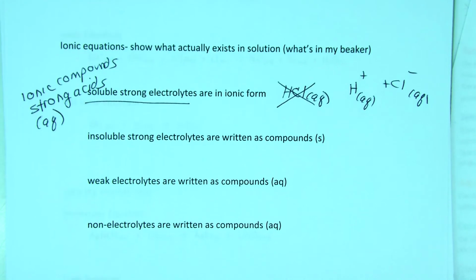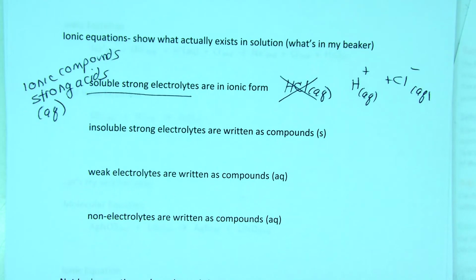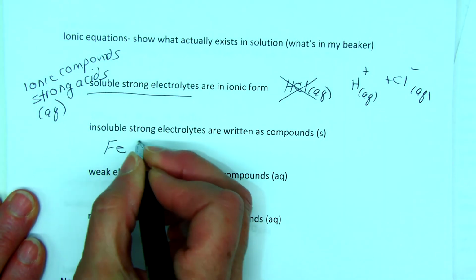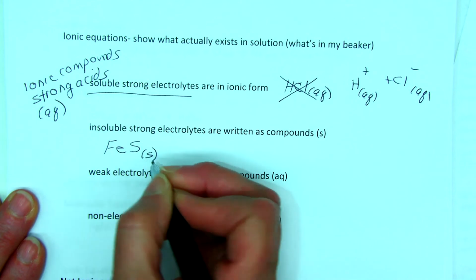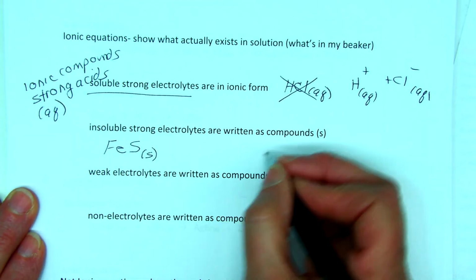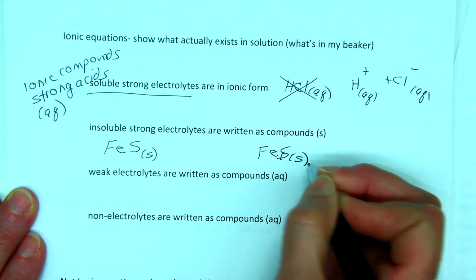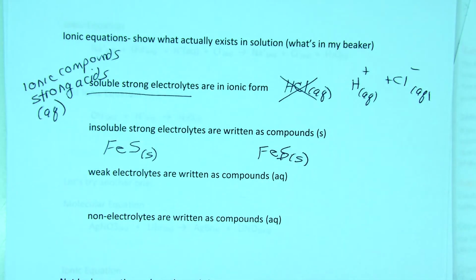Insoluble strong electrolytes are written as compounds, as solid, because they're sitting at the bottom of the beaker. So if I have something like iron sulfide that's a solid, it doesn't dissolve, then I write iron sulfide, solid, and I leave that in the ionic equation. It does not break apart into its pieces.